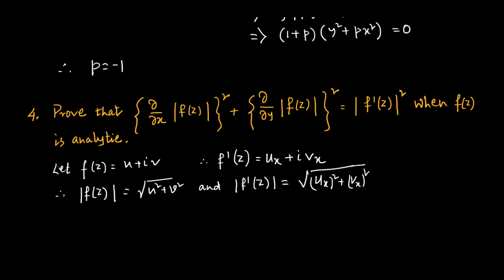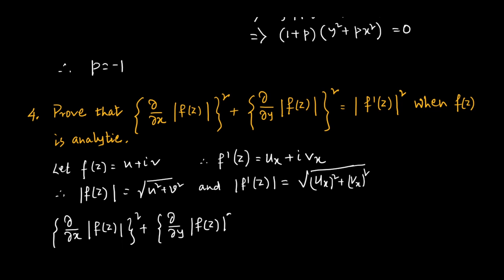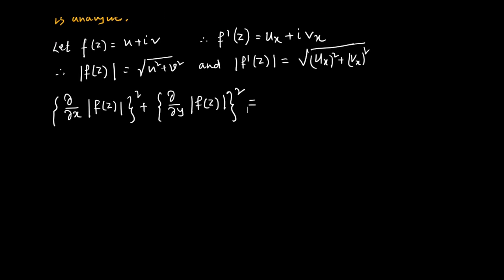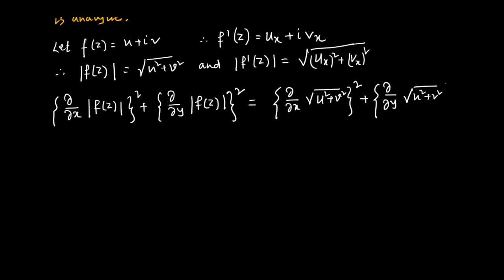Therefore, the left hand side, that means del del x of mod fz whole square plus, sorry, I made a mistake, del del x of this plus del del y of mod fz whole square will be equal to, let me have some space, will be equal to del del x of square root of u square plus v square whole square plus del del y of square root of u square plus v square whole square.